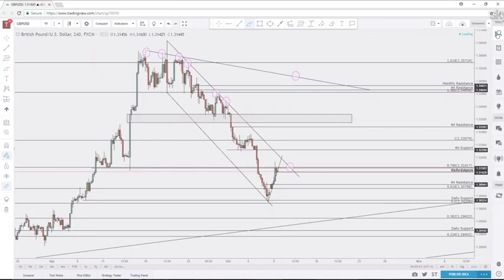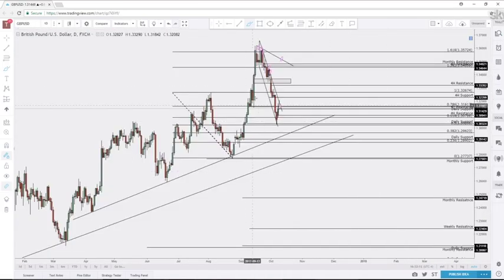GBP USD. We can see once again that we are majorly descending, guys. We are impulsively descending. Why are we impulsively descending? Because this was impulsively ascending, guys. Remember, what comes up must come down, right? Impulsive to the upside, textbook candlestick play, guys.